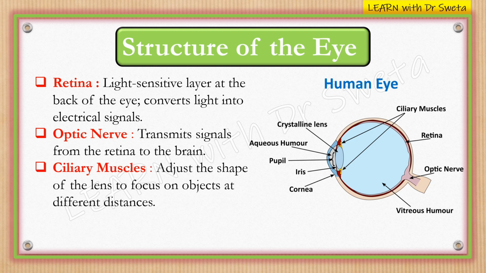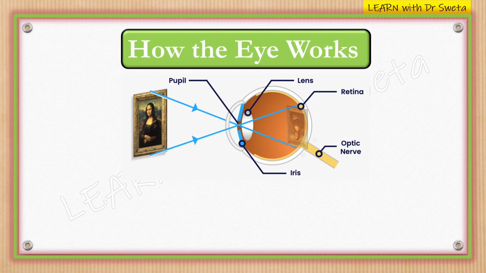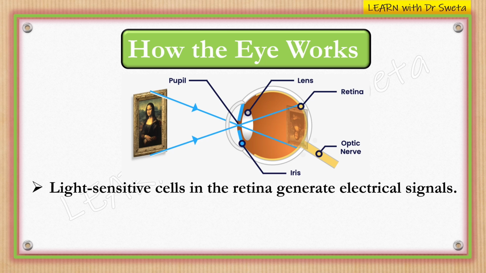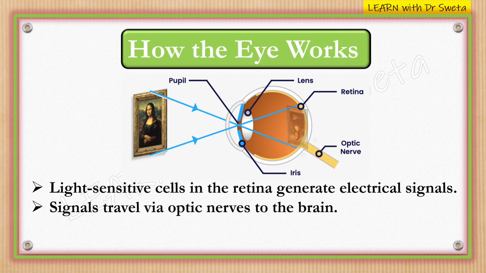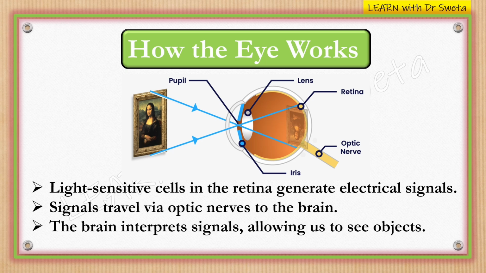Next is ciliary muscles. So ciliary muscles adjust the shape of the lens to focus on objects at different distances. Now let's understand how the eye works. So when light enters the eye, the retina converts it into electric signals. These signals travel to the brain through the optic nerve. The brain processes the signals so we can see the objects around us.